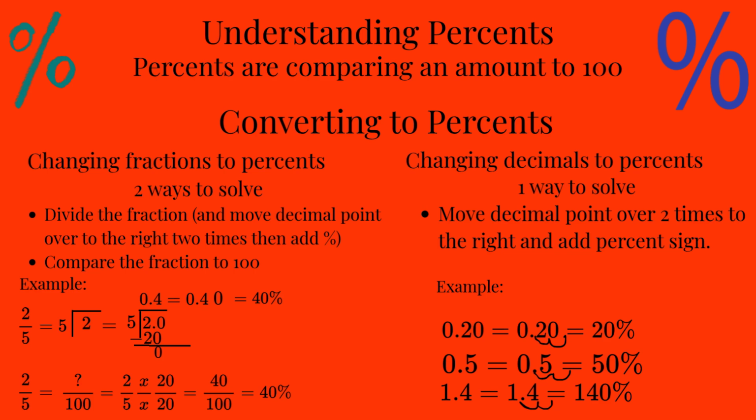My last example is 1.4. As we notice, the decimal point is between the 1 and the 4. You still must move your decimal point 2 places to the right. The first time I move it, it is behind the 4. The next time I move it, it is an empty space. Remember, we must fill the empty space with a 0. So your final answer for 1.4 is 140%.